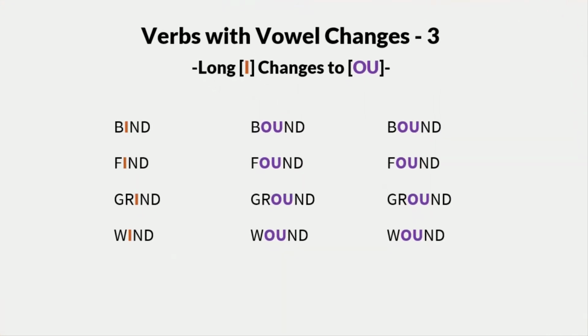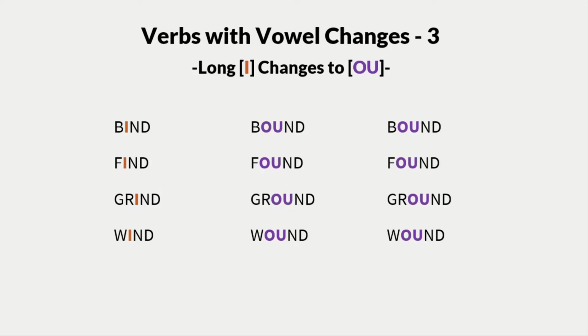Let's move on to the next group. These are verbs that have a long I that changes to owl, O-U. Bind, bound. Find, found, grind, ground, wind, wound.